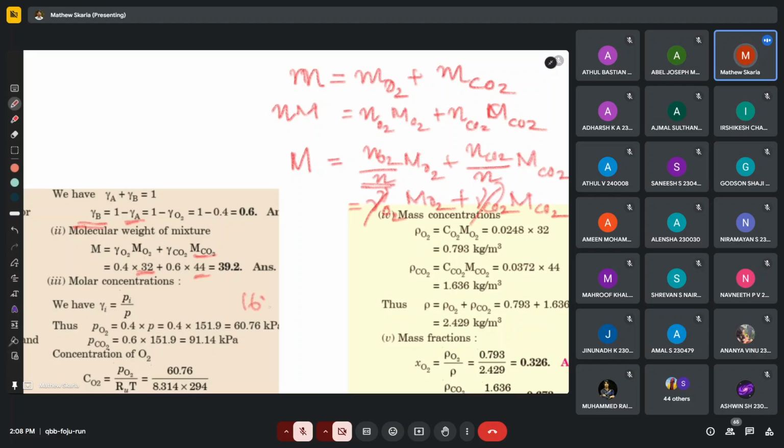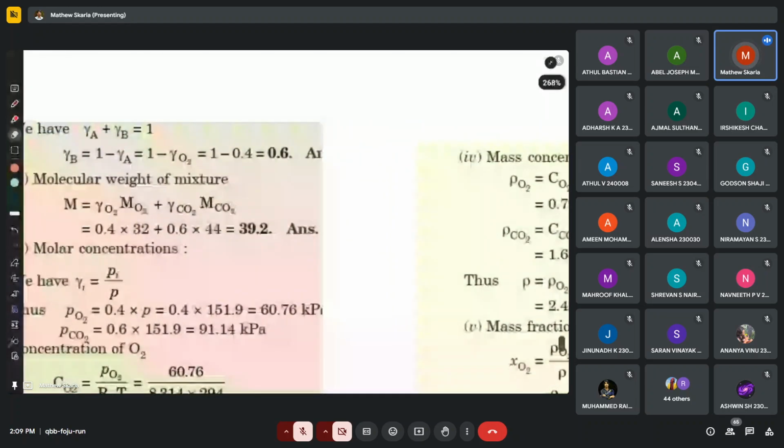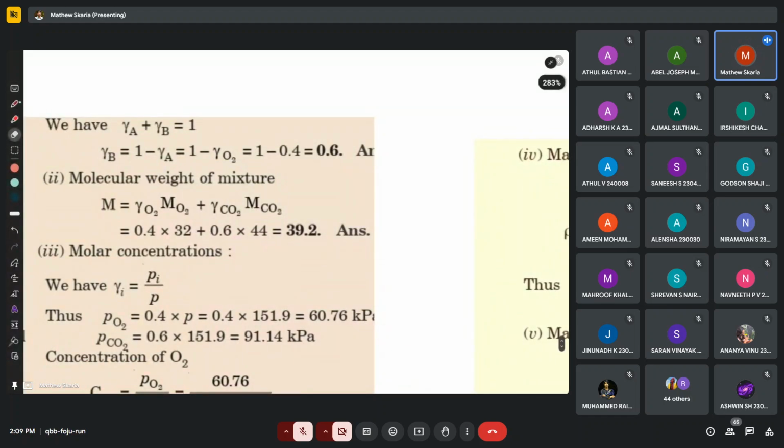Oxygen is 16 into 2, that is 32. Then carbon dioxide is 12 plus oxygen, 16 into 2, that is 32. So it is 44. In that way we can find the molecular weight, gamma O2, gamma N.